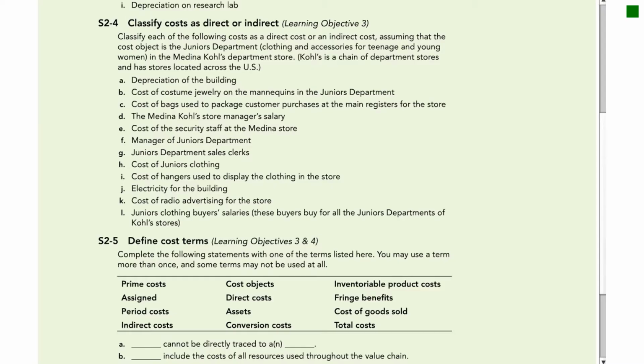Okay, in this particular exercise, this is very similar to the one on your PowerPoint illustration already, but I'm going to walk you through it again. It's the short exercise 2-4. This is at the end of the chapter in your e-text. And the goal of this problem is they want you to classify each of the following costs as either direct or indirect, and the cost object is the juniors department area at this particular Kohl's store. So one little department area within this store.